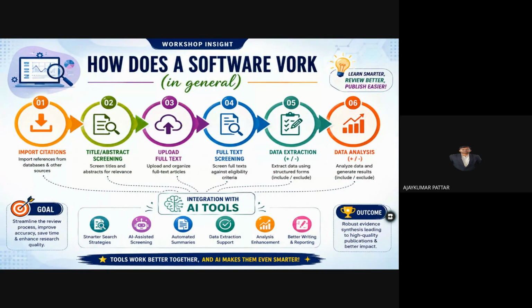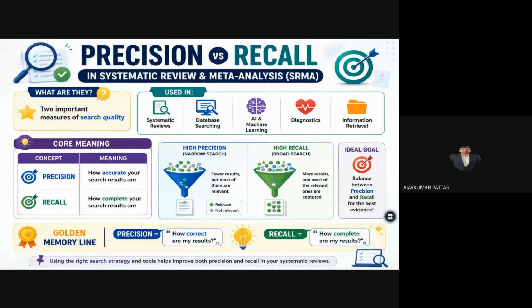Then how does software work in general? Generally, software is built for this specific work. Nowadays, software is even getting built-in AI integration. So we can easily import the citations, do the title and abstract screening, the full text screening, and data extraction and data analysis completely with the software. I will show all the tools that are freely available. This is just for information. I have added the slides.